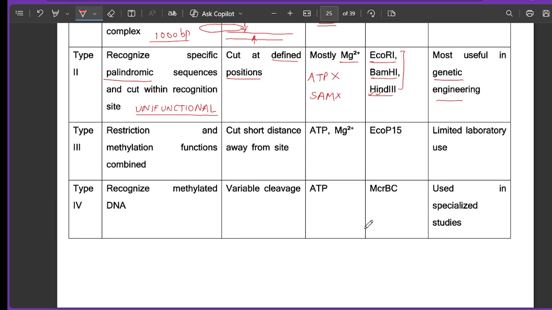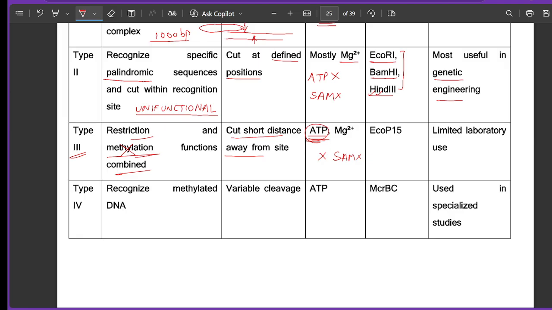The next important enzyme is the type 3 restriction enzyme. Now it has the combined function of restriction and methylation. Since this function is not required, we cannot trust it. Secondly, it cuts a short distance away from the site, and that is also not guaranteed where it will cut. Thirdly, it requires ATP. SAM is although not required, but ATP is still required. So we cannot rely upon this. And then the example includes EcoP15.